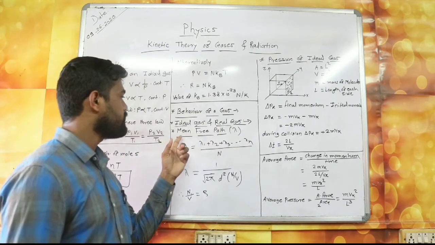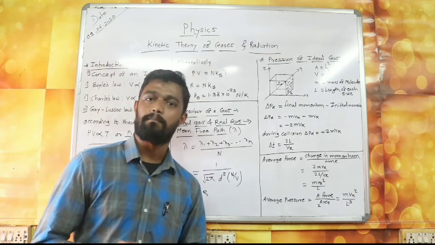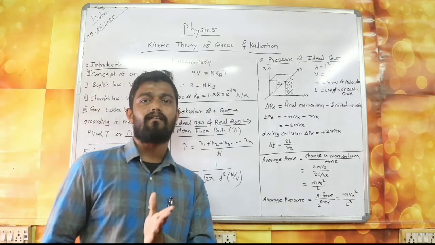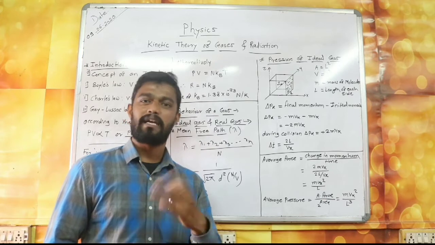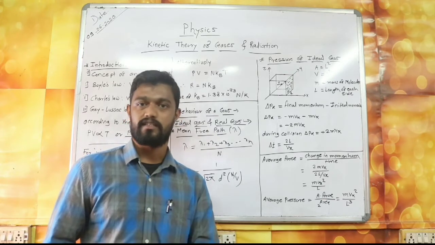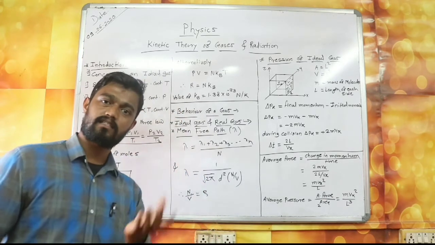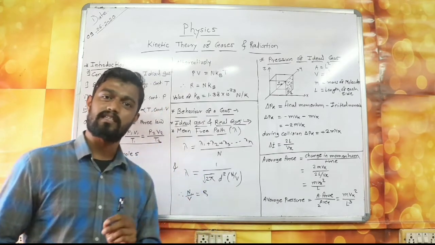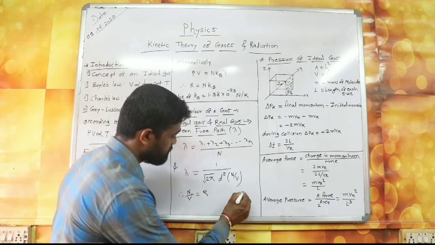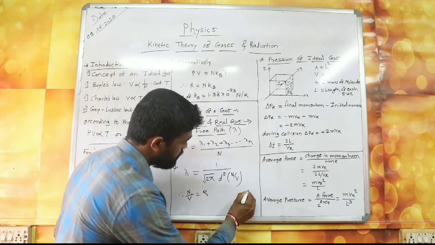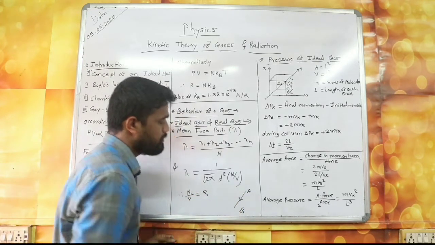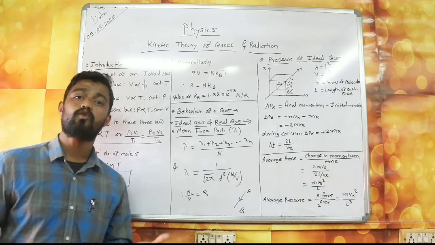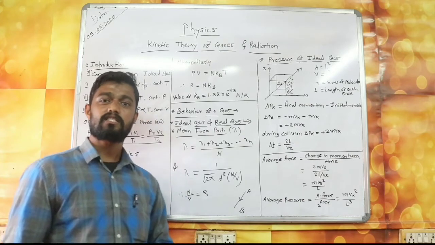Next, the fourth point, mean free path. What is free path? The distance travelled by a molecule between two successive collisions. For example, the distance the molecule travels from A to B between two collisions is called the free path.